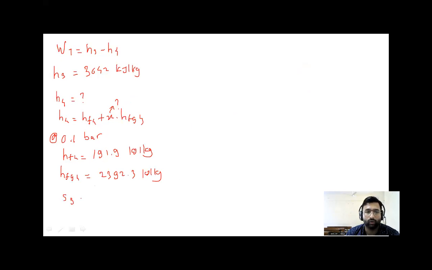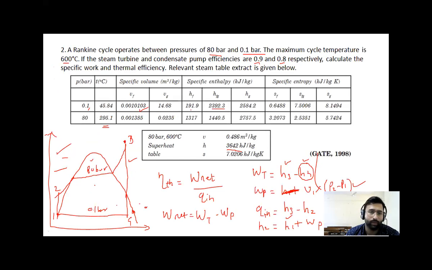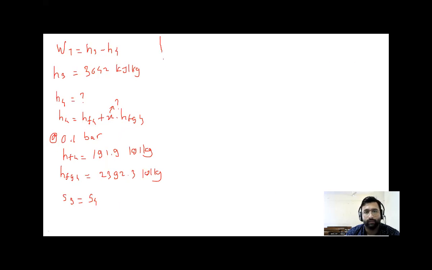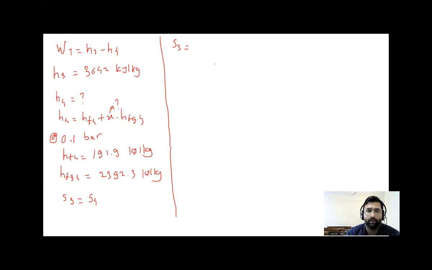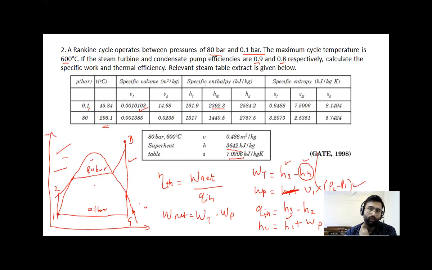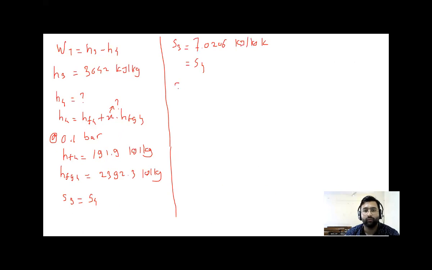So here S3, entropy at point 3, will be equal to entropy at point number 4 because the process is isentropic. So calculate S3. S3 is entropy of superheated steam, that is already given here, that is 7.0206 kilojoule per kg Kelvin. This will be equal to S4. How to calculate S4? What is the formula for S4? S4 will be equal to SF4 plus X into SFG4.